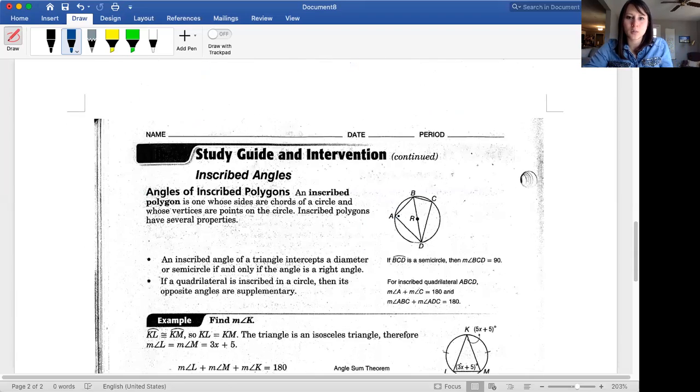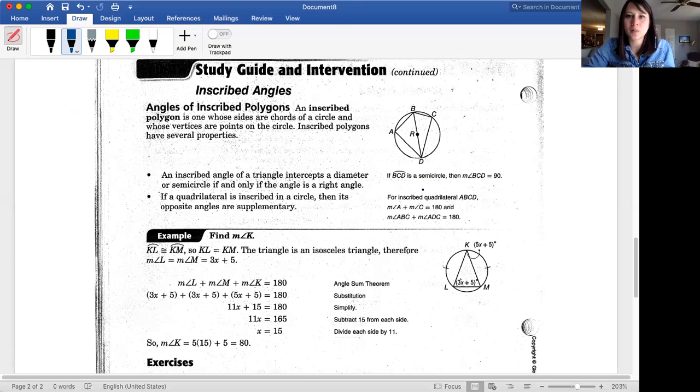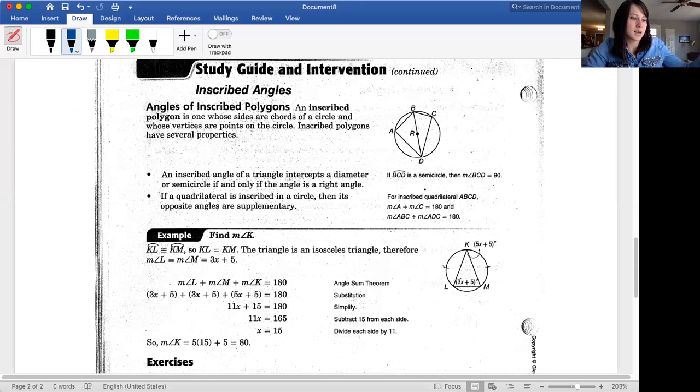Okay, let's take a few more notes. And the next thing we're going to look at are inscribed polygons. Okay, so we've actually looked at inscribed polygons a little bit, but we're going to really focus on that today. So let's add this to your notes.